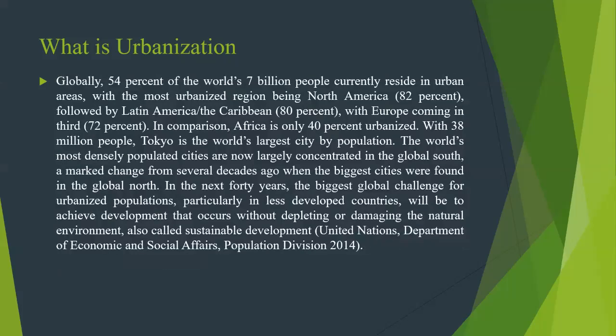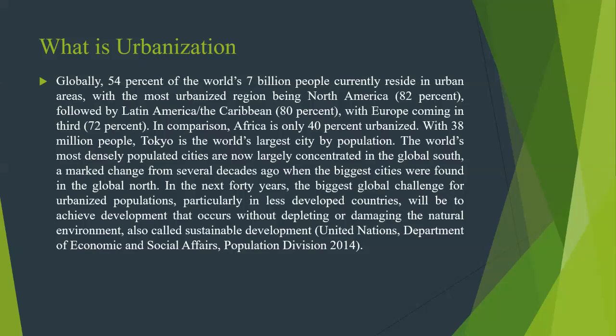So, globally, 54% of the world's 7 billion people currently reside in urban areas, right? The most urbanized region is North America at 82%, followed by Latin America at 80%, and Europe at 72%. In comparison, Africa is only 40% urbanized. Tokyo is the world's largest city by population, with around 38 million people. These questions are very important. The world's largest city by population is Tokyo.